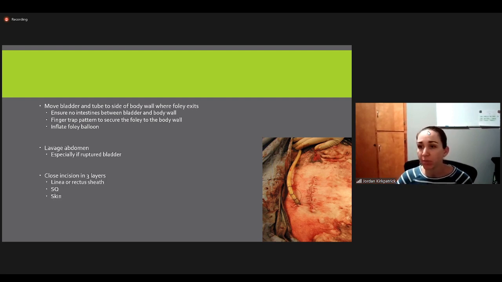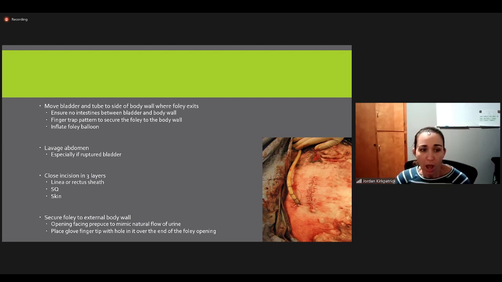Then lavage the abdomen. Especially if the bladder is ruptured, you may need to lavage it several times just to try to clean everything out. If the bladder does rupture, there could be calculi within the abdominal cavity, so you want to try to get that out. And then you close the linea alba sheath and then skin and subcutaneous tissue. And then secure the Foley to the external body wall.